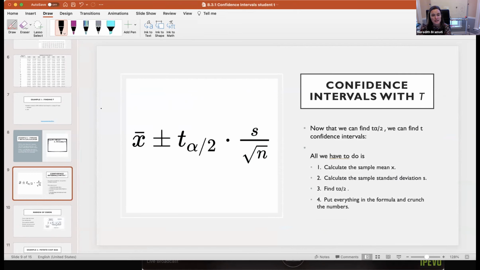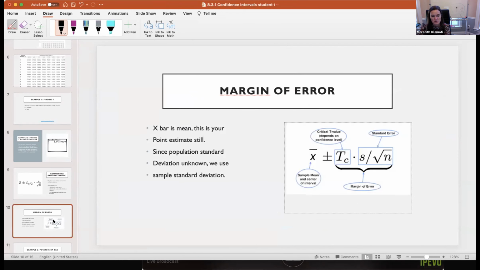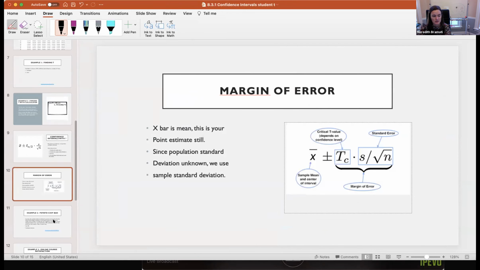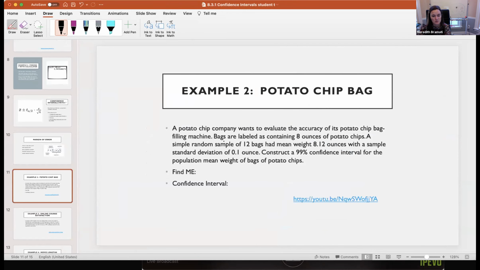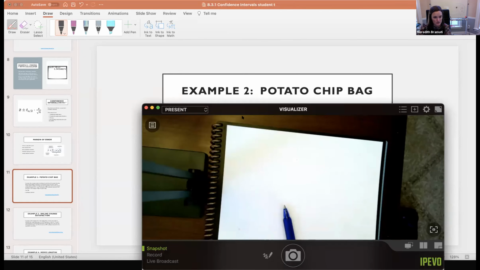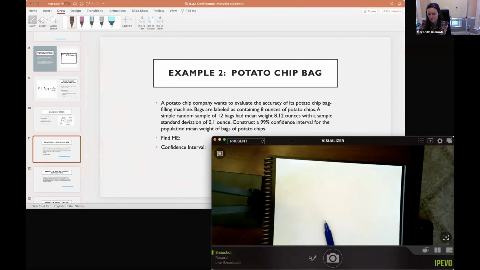Here is the confidence interval with T. Now that we can find T alpha 2, we can find the T confidence interval. And then it just talks about margin of error, which these are all things that we've talked about. So let's look at this problem. Again, here is an embedded video of it to look at if you would like.